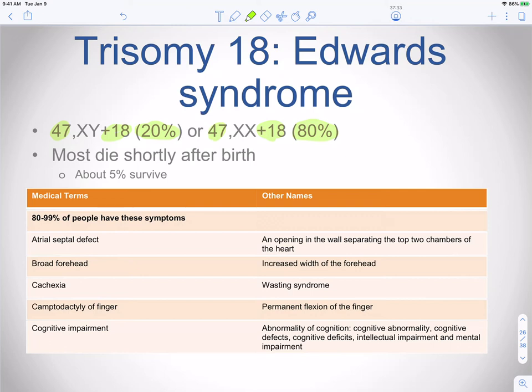In trisomy 18, they're less viable than trisomy 21. Most will die after birth, and only about 5% survive. Of that 5%, 80% will be female and 20% will be male. There are a few syndromes associated with this, and apart from just the physical features, you also have cachexia, that is wasting, so almost a failure to thrive, nutritional problems and things like that. You also have camptodactyly, permanent flexion of the fingers, and cognitive impairments, which is common of these trisomies.